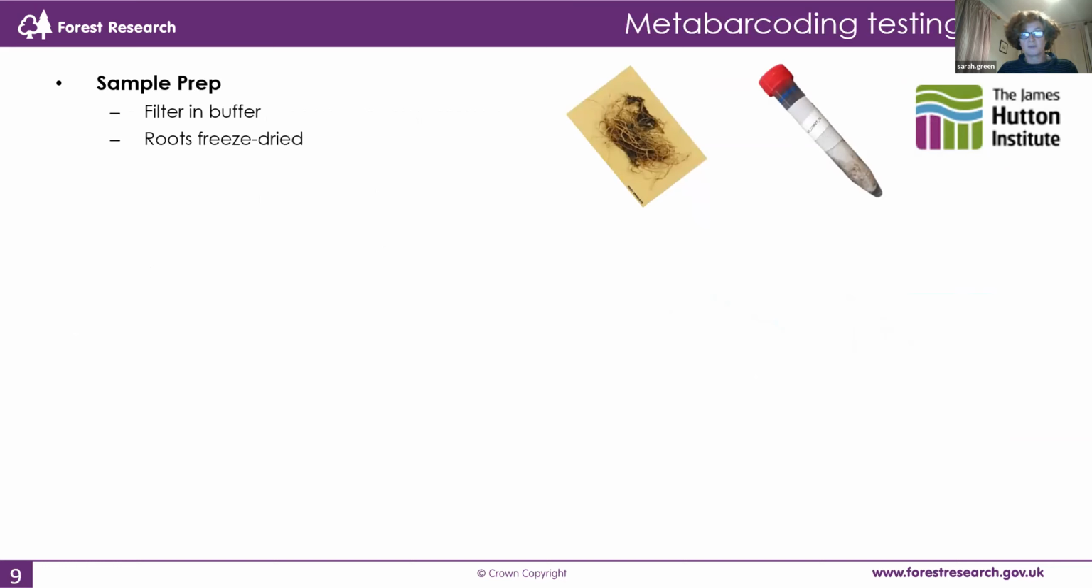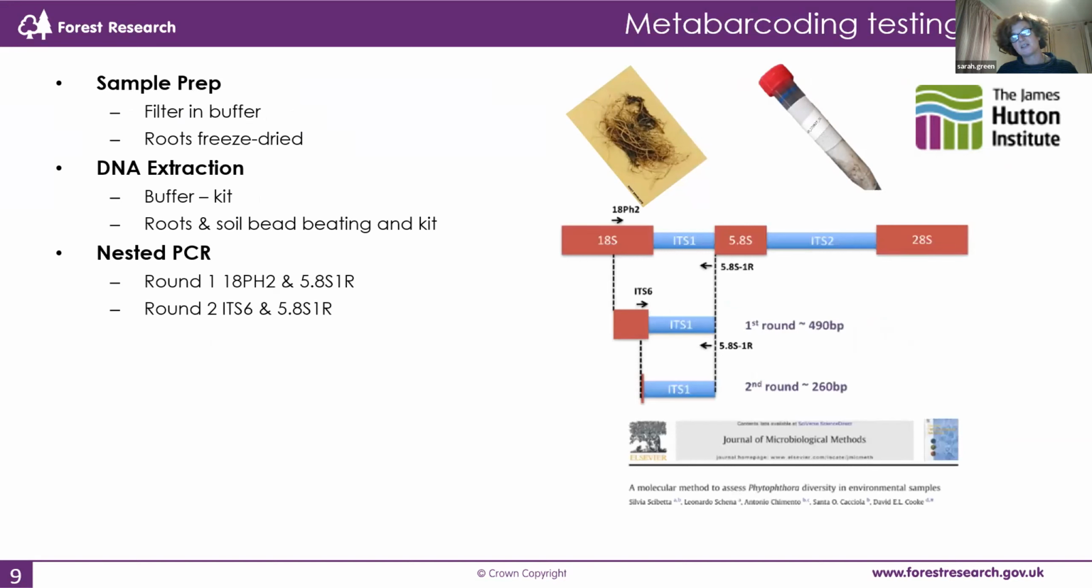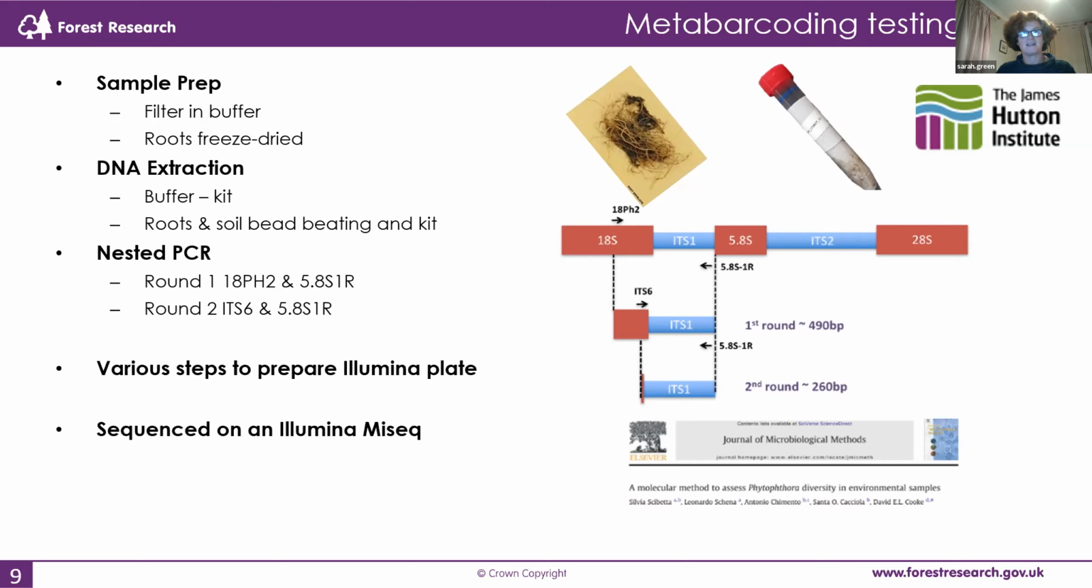So the samples that we test are then root samples, which are freeze-dried, and then the filter, which is sitting in a buffer solution. And the DNA is extracted from the buffer and the roots and subjected to a PCR, which is a nested PCR, which was published in 2012, again by David Cook and team, and it targets the ITS1 region. And then there's various steps which I won't get into, which prepare for Illumina, which is high throughput sequencing, and then it's sequenced at the James Hutton Institute on an Illumina MiSeq.